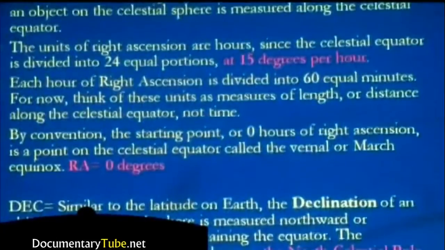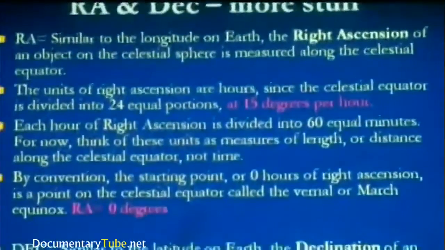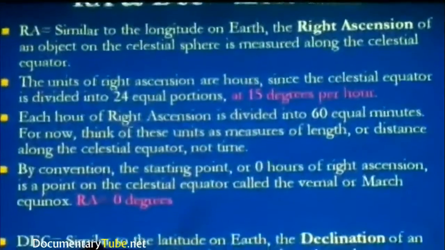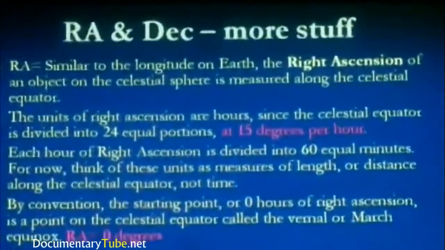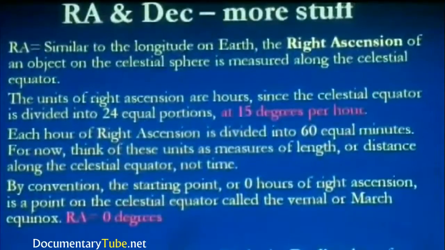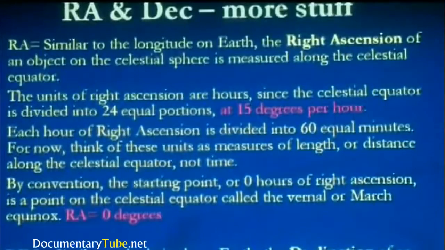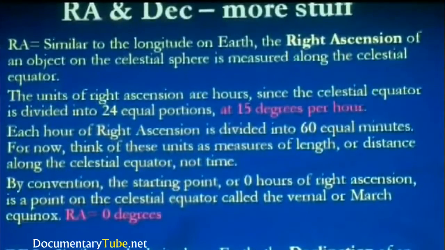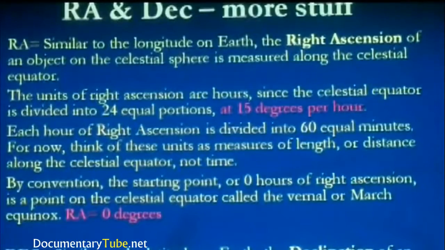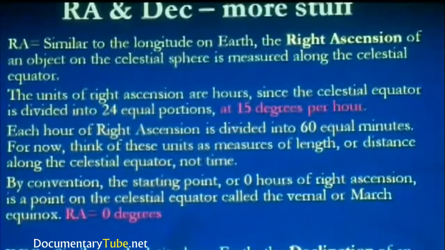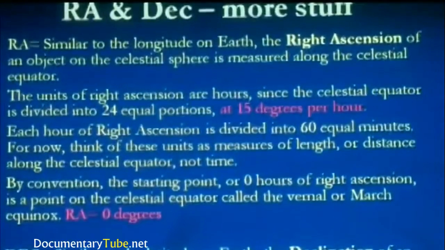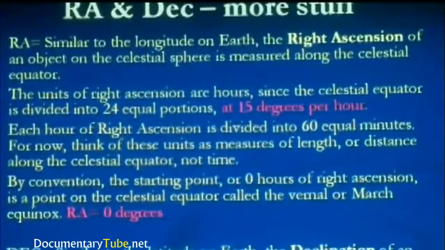Okay, so I know this sounds a little bit confusing, but we're going to make it very simple. Right ascension is similar to the longitude on the Earth. The right ascension of an object on the celestial sphere is measured along the celestial equator. So think about longitude. Longitude lines run north and south on the Earth. If you were to look at the sky and divide it up, right ascension is going to be those pie slices of the sky that line up with longitude. But unlike longitude, we're going to talk about those in terms of hours and minutes. So a complete arc, 360 degrees, is going to be divided up into 24 hours.